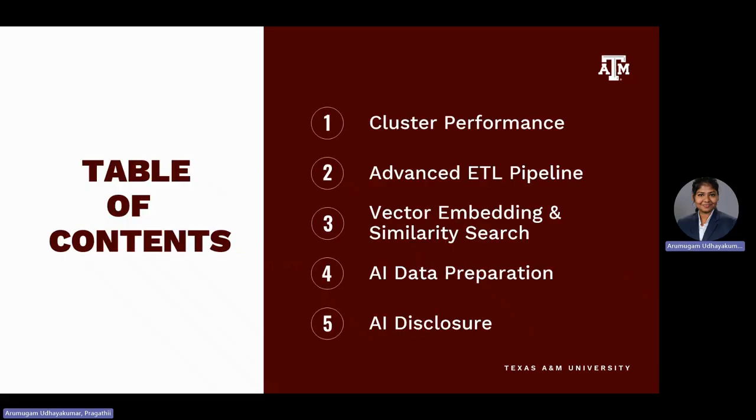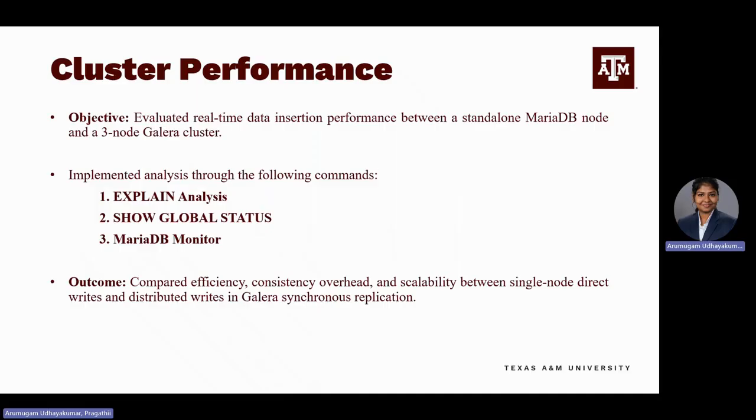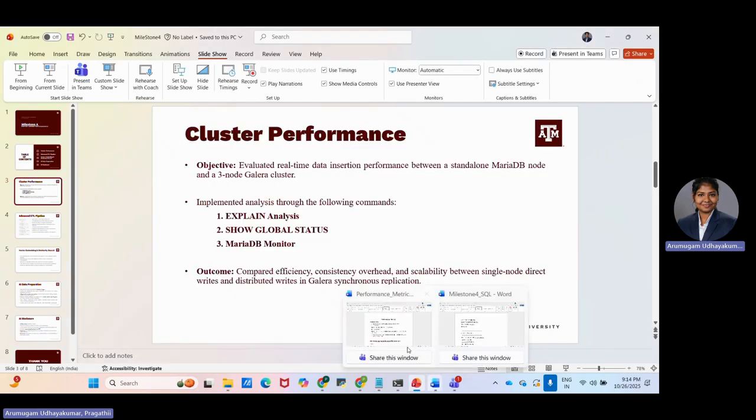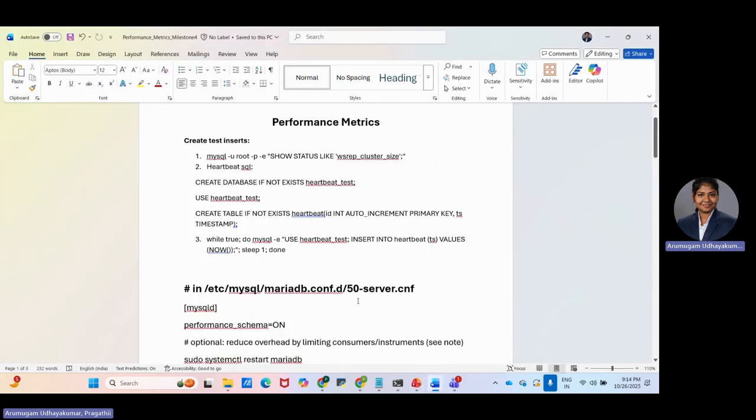Today's table of contents will be as listed below, and I'll explain cluster performance. Until Milestone 3, we have implemented various DB architectures: a single node architecture, a standard replication architecture, and a 3-node Galera architecture. My motivation for today's cluster performance comparison is to compare the performance between single node and 3-node Galera cluster architecture, and I will do that by utilizing three commands: explain, show global status, and MariaDB monitor. And I will explain the performance metrics code for the same.